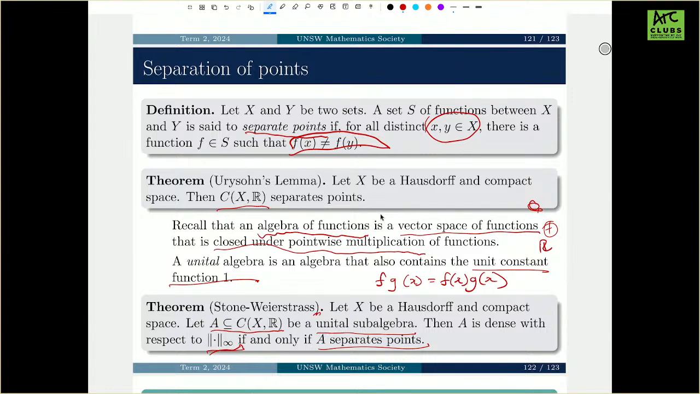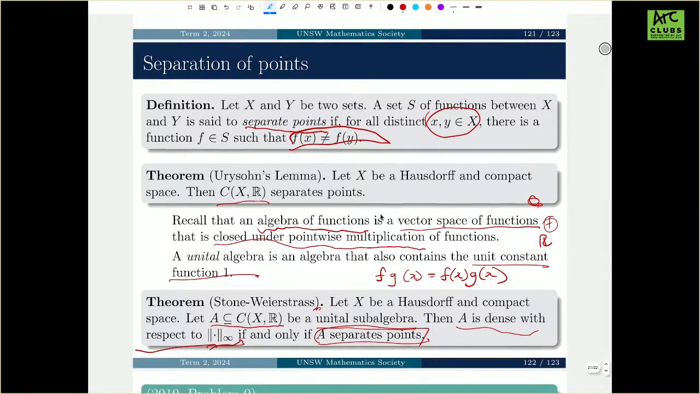So if we have some set of continuous functions and we know that they separate points, because usually that tends to be easy to show, then we can say that that subset is dense with respect to this norm. And so we can find out things like its closure easily.